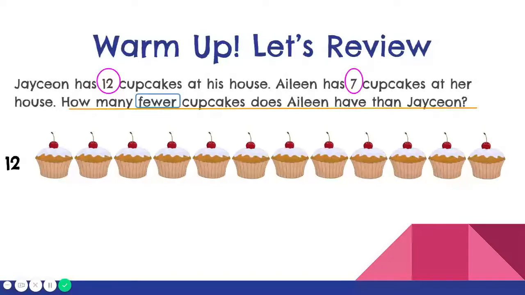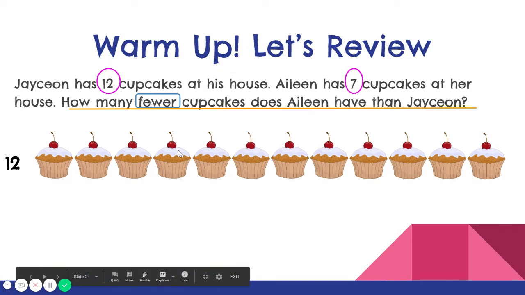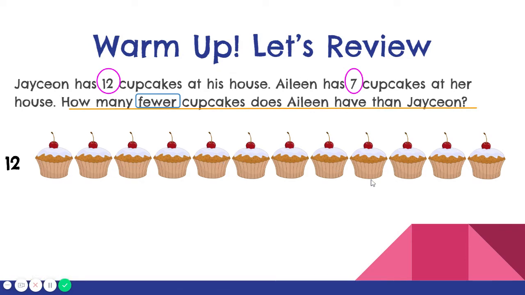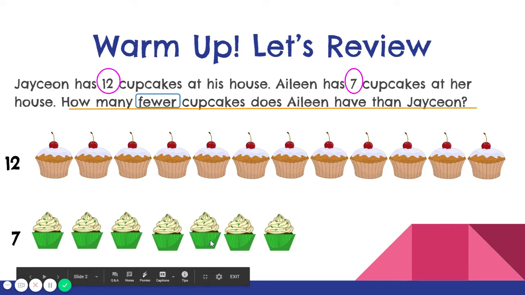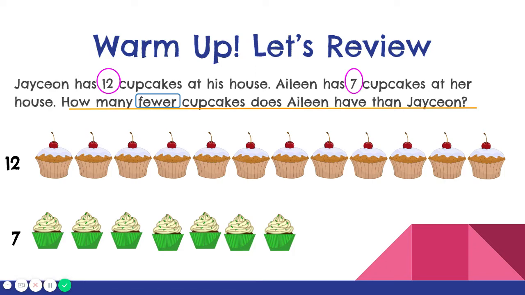So we're going to start by drawing our 12 cupcakes to represent Jaceon's cupcakes. Of course, I used fun pictures, but you can just draw circles. So we have 1, 2, 3, 4, 5, 6, 7, 8, 9, 10, 11, 12 cupcakes to represent Jaceon's. We now have 7 cupcakes to represent Aileen's. 1, 2, 3, 4, 5, 6, 7. And to recall this strategy, we're going to find matches between Jaceon's cupcakes and Aileen's cupcakes. And the leftover cupcakes, if there are any, will tell us how many fewer cupcakes Aileen has than Jaceon.